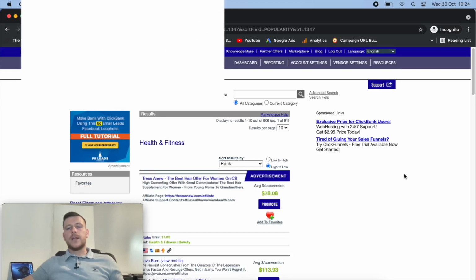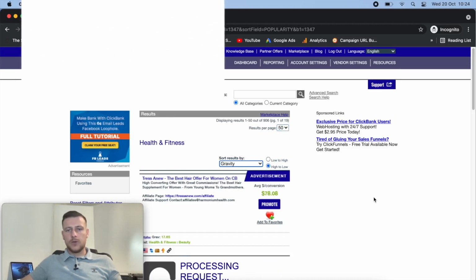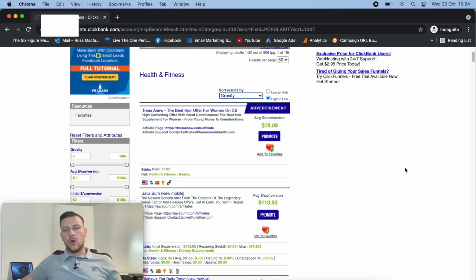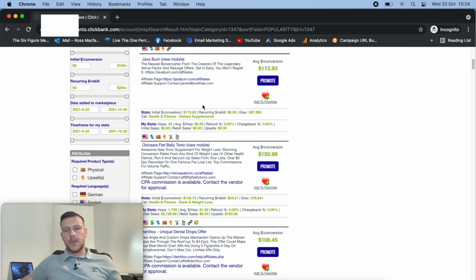And how to find the right offer is, you would simply do this here, make sure you've got that on, and then click on Gravity, okay? It's going to auto-populate everything that's performing the best Gravity wise, which means it's converting the most and most people are running it, okay?